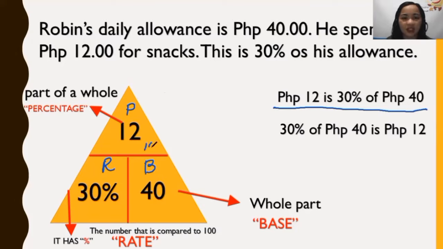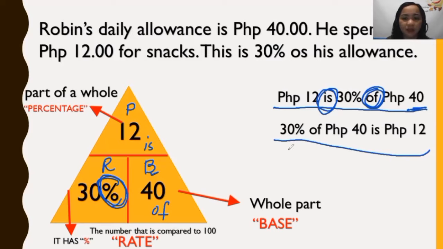My word clue here is always this: "is" is the given that is near to the word is. And base is the given that is nearer to the word "of". And obviously, rate always has a percent symbol. So from our example here, we have 30%. Obviously, this is our rate. Of, when it's near to "of", that is the base. That 30% of 40 is 12. So this is percentage.